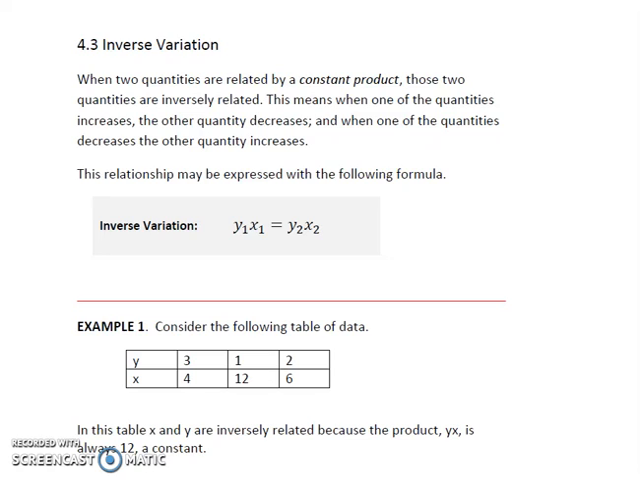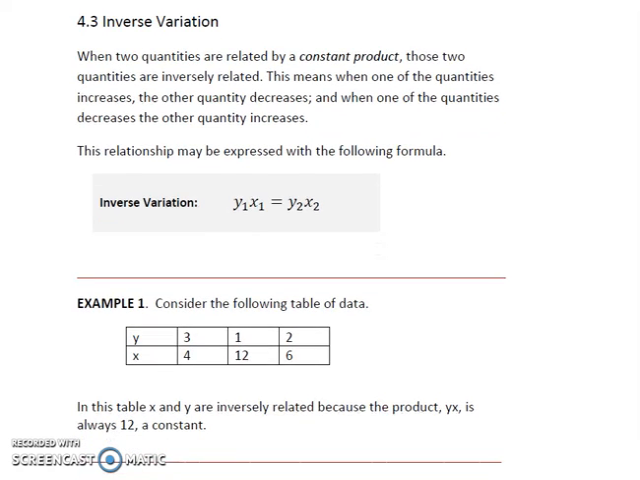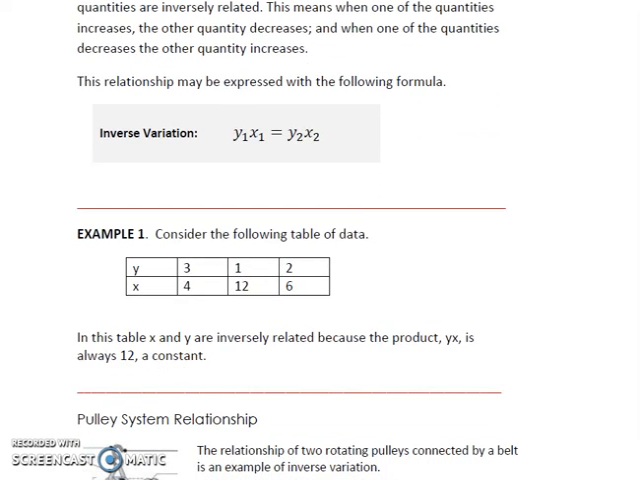This relationship may be expressed with the following formula. So, these products. It may more easily be understood by the following example. Consider this table of data. We have x and y with the given values. In this table, x and y are inversely related because the product y times x is always 12. They're related by a constant product. 3 times 4 is 12, 1 times 12 is 12, and 2 times 6 is 12. Thus, x and y are inversely related.